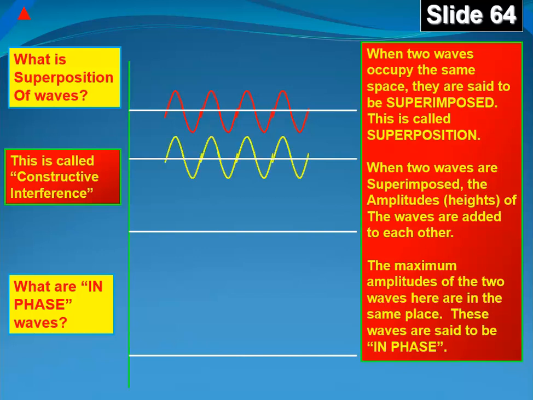So it looks like this. So you see a red wave and a yellow wave. They're identical to each other. And you notice that the crests of each wave are lined up perfectly. So not only are they identical waves, but they're said to be in phase. So what happens if you laid one of those waves on top of the other? It would look like this dark blue wave.